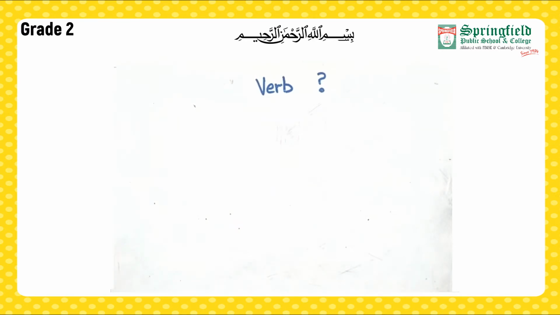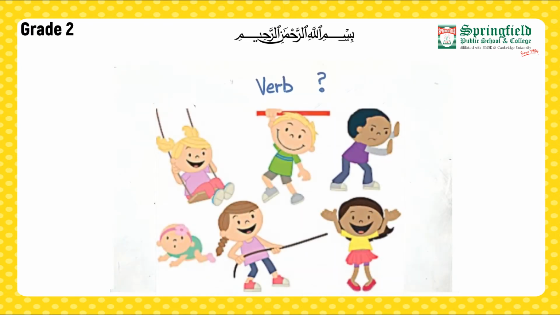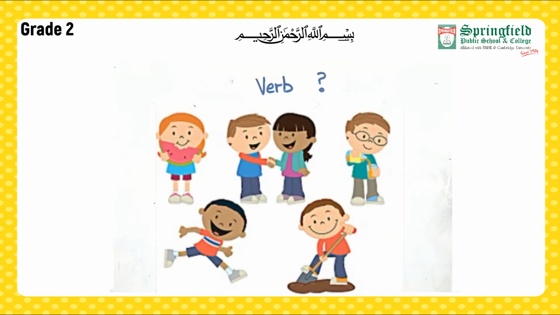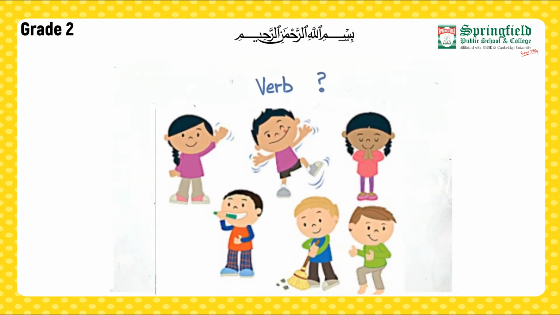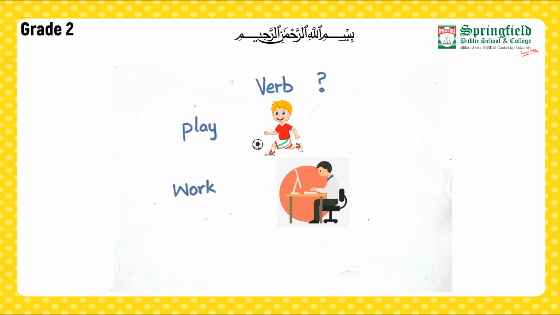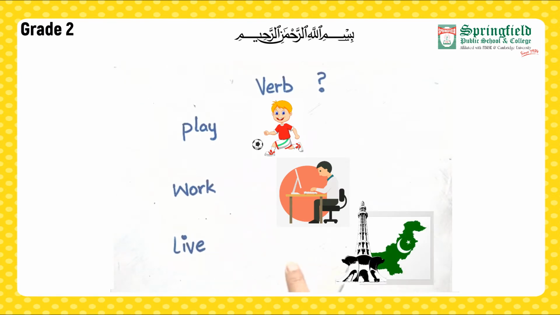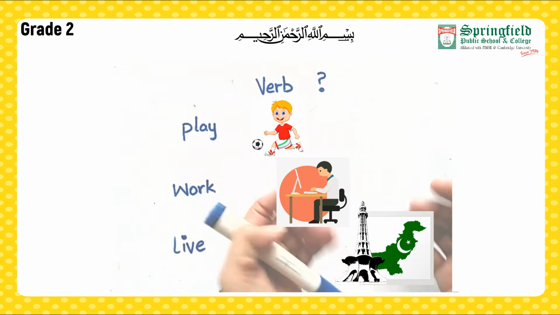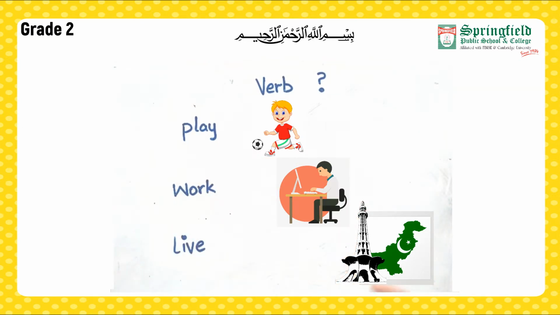Yes, verb is an action word, right? For example, let's have some examples of verbs. Play. I like to play. Work. He is working hard. Live. I live in Rawalpindi. Or I live in Pakistan. Right? All of these words are verbs. Verb shows action.